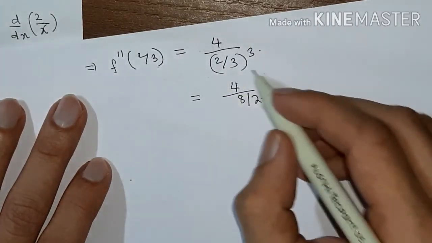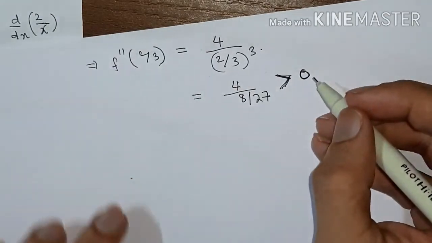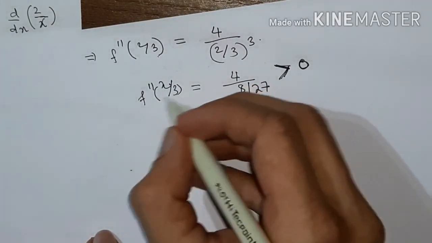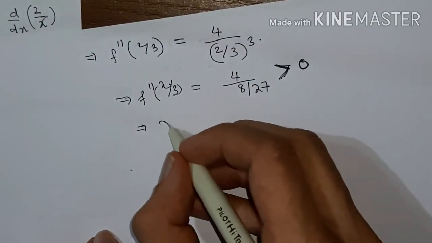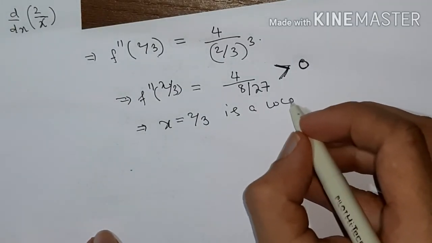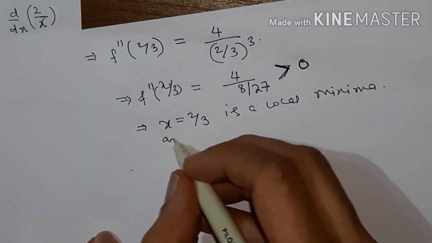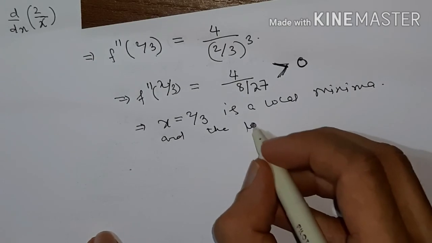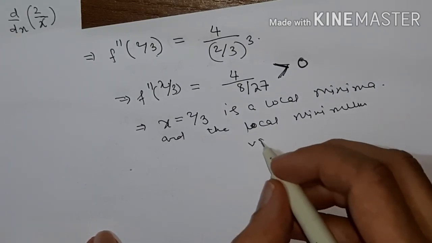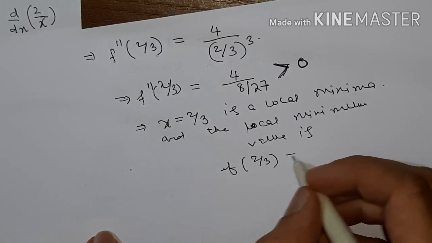However you simplify, this quantity will always be positive, right? This quantity is always positive. So f double prime of 2 by 3 is positive. So that means what? X equal to 2 by 3 is a local minima. And the local minimum value is what? The local minimum value is f of 2 by 3.